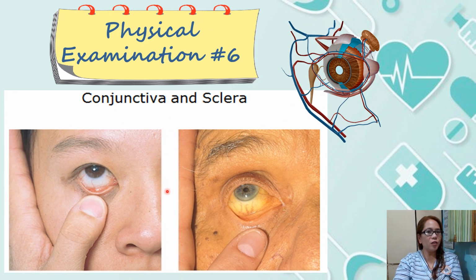So moving on to the assessment of the conjunctiva and the sclera. You have to check the palpebral and the bulbar conjunctiva. And this is the sclera. The normal color of the sclera is white, di ba? But for the dark-skinned client, pag may itim talaga sila, normal na sa kanila yung yellowish yung kanilang sclera.